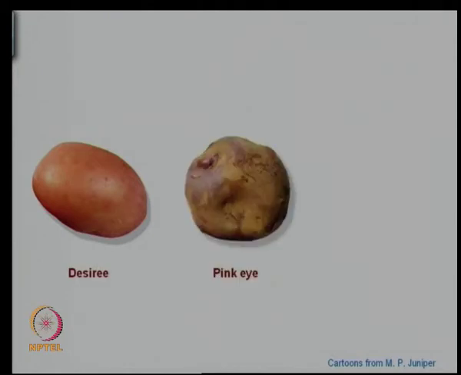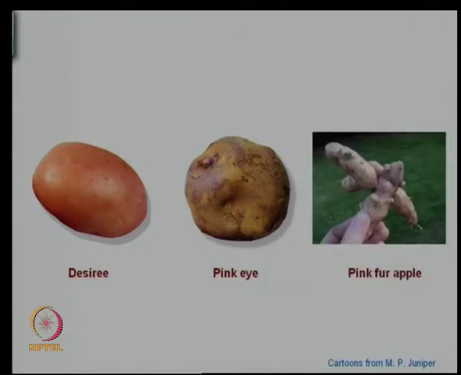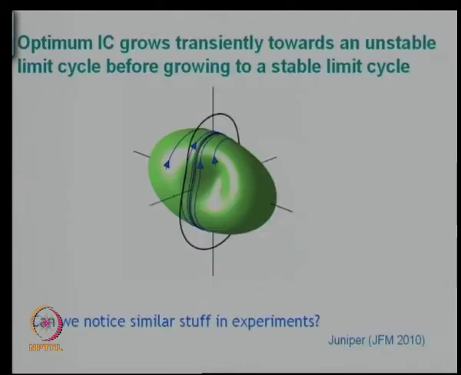This is a cartoon given by Juniper. There are different types of potatoes. See, this one doesn't have any grooves inside, but here already you can see there are some grooves where, if the unstable limit cycle is lying on this topology, you could still be inside this pit and you can have lower energy. You can have this kind of potato also. The topologies can be quite complicated.